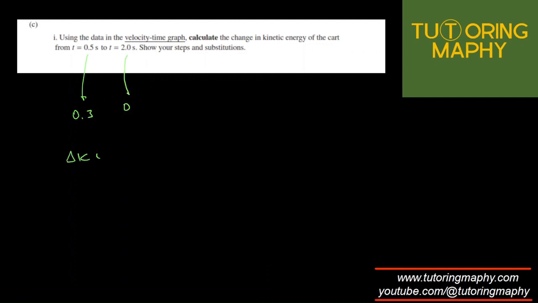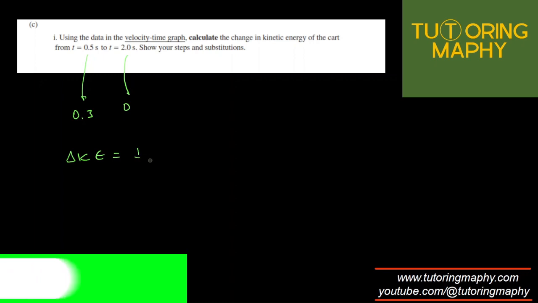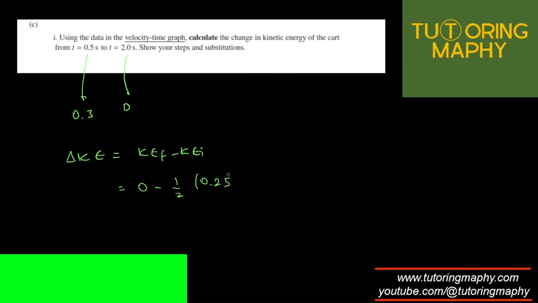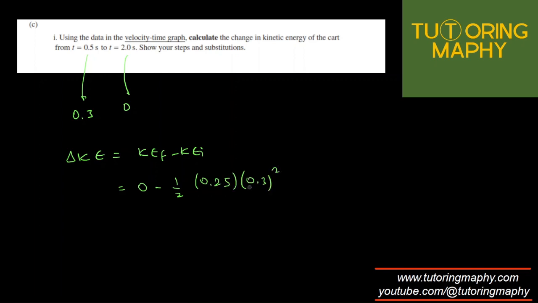So the change of kinetic energy is half, KE final minus KE initial. Final is 0 and initial is half mv square, and the mass was given as 0.25 and v is 0.3 square. So 0.25 divided by 2 multiplied with 0.3 square is minus 0.01125 joules. That will be the change of kinetic energy.